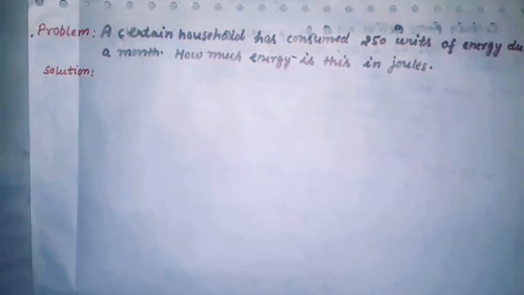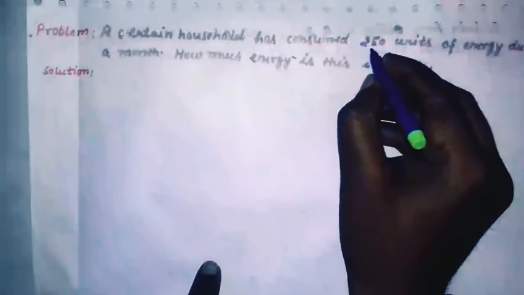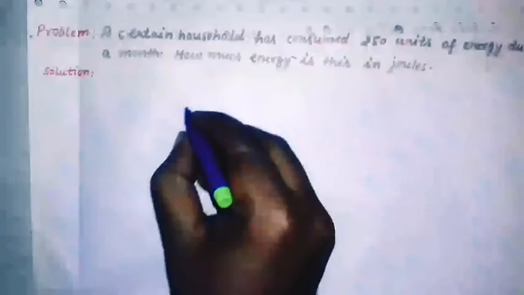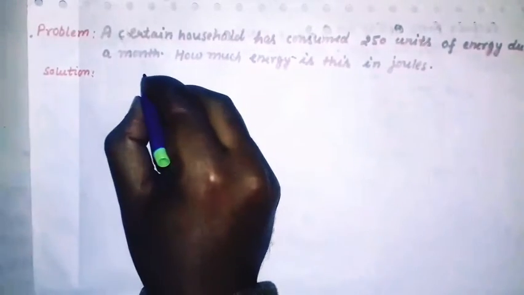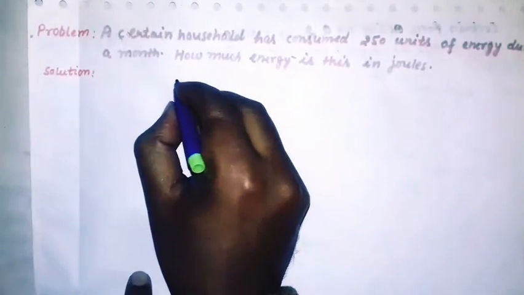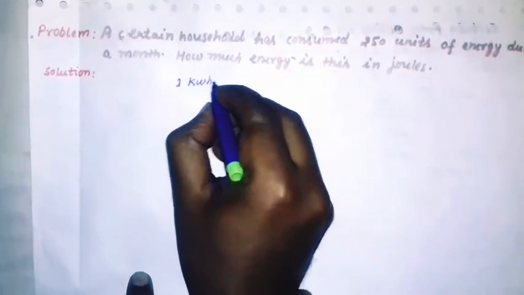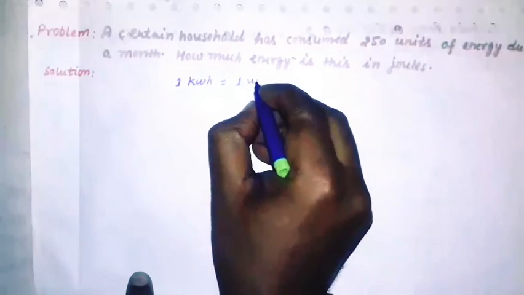The next problem is: a certain household has consumed 250 units of energy during a month. How much energy is this in joules? So we are given the energy in units, and we have to convert it into the SI unit, joules. This is a direct conversion. We know that 1 kilowatt hour equals 1 unit.